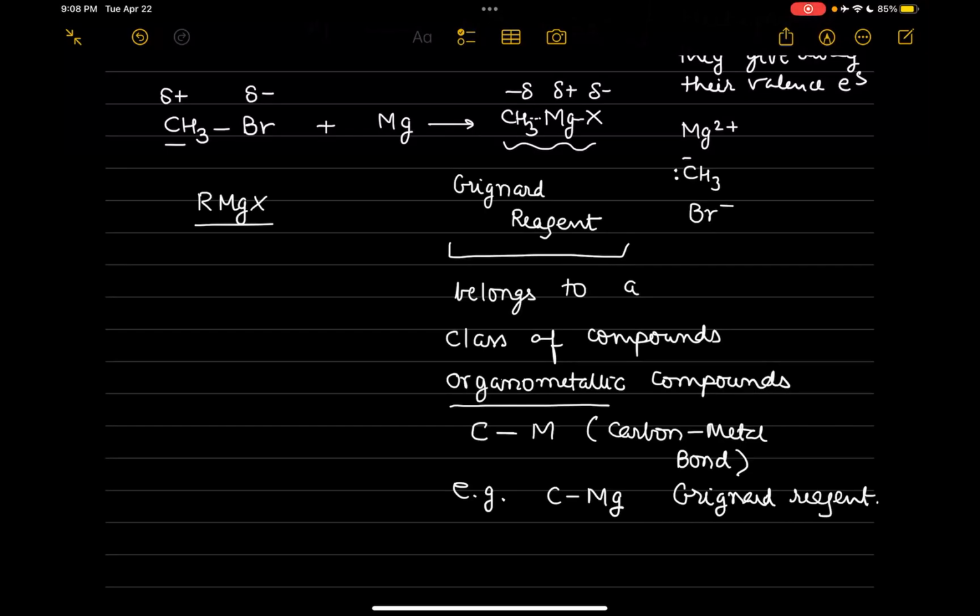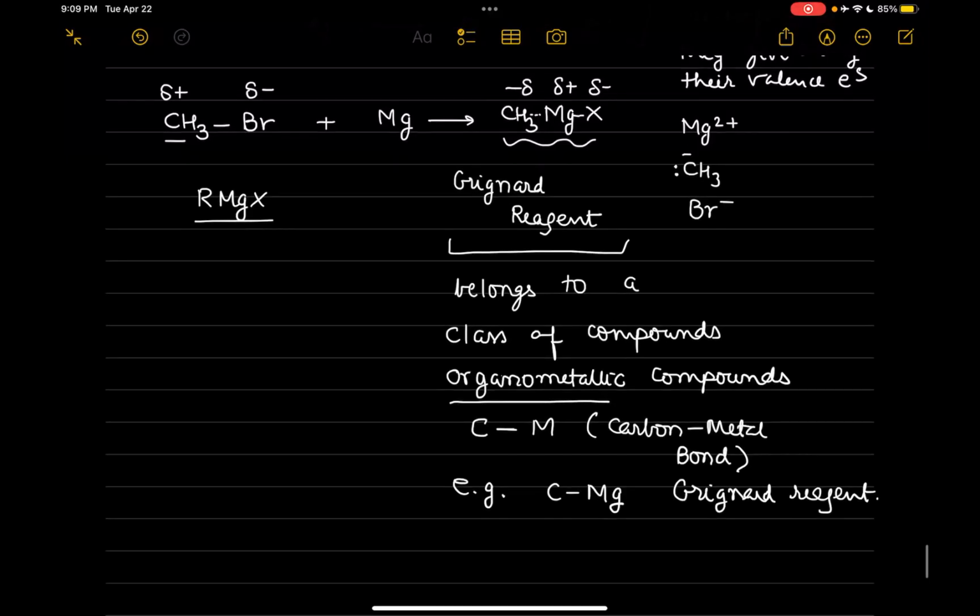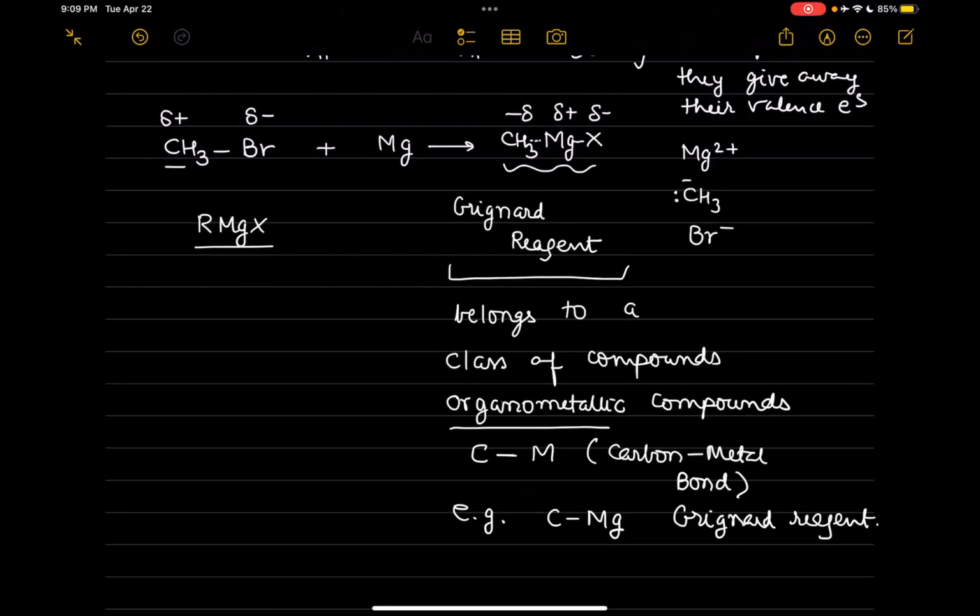Okay. This Grignard is going to be very useful. Jasleen, Zainab, Ibrahim, listen to me very carefully. In the next chapter of alcohols, and in the next to next chapter of aldehydes, ketones, carboxylic acids, this Grignard reagent is very, very useful. Okay.